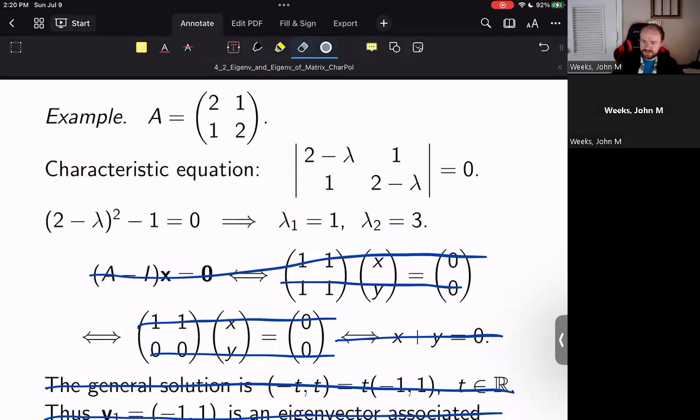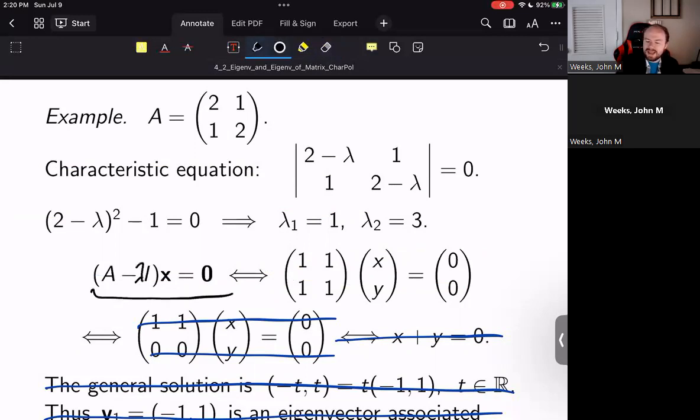What about eigenvectors? Well, remember that eigenvectors are the ones that solve this equation right here. A minus lambda I times that vector, this is the eigenvector associated to lambda, is equal to 0. This is the eigenvector for lambda. In this case, we're making lambda equal to 1. Since we know lambda equals 1 is an eigenvalue, we're asking what vectors work for this one. So we're trying to find the solution to this particular equation: 1, 1, 1, 1 times x, y equals 0.